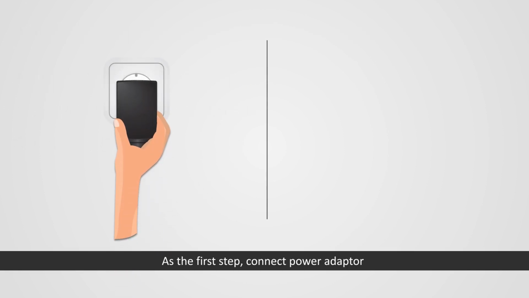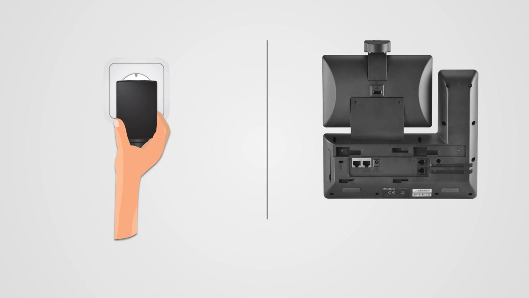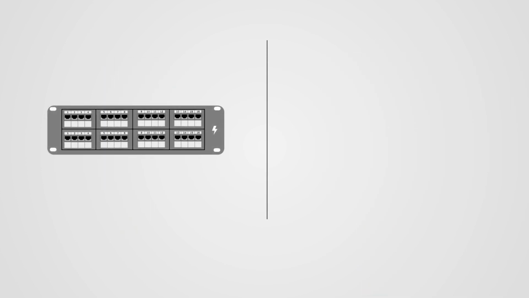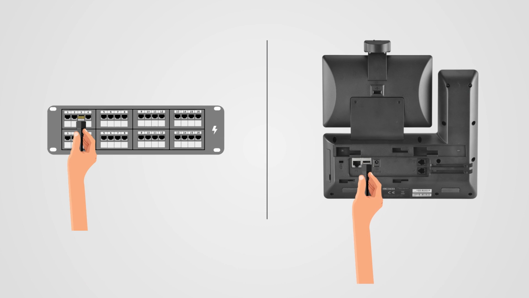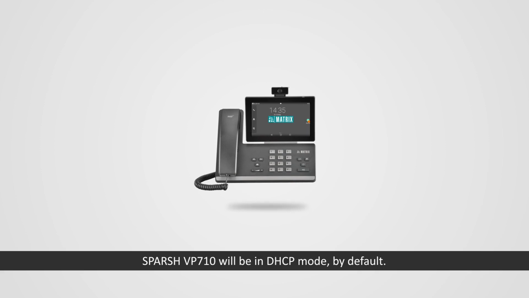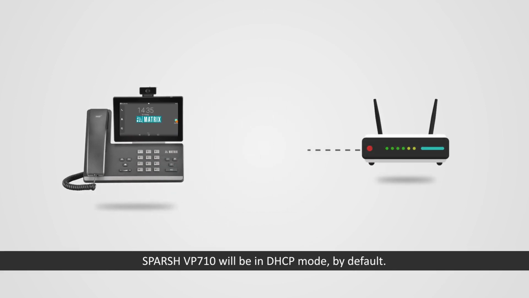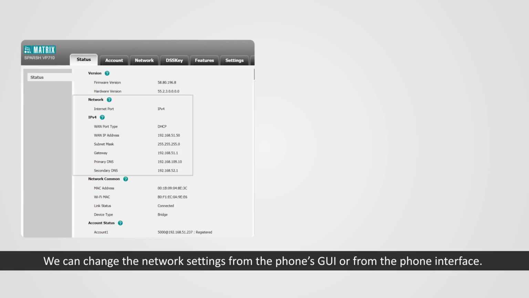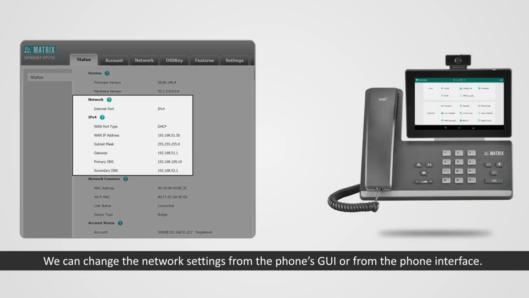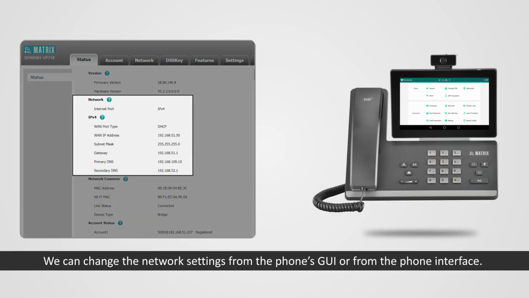As the first step, connect power adapter or Ethernet cable from a PoE switch to turn on SPARSH VP710. SPARSH VP710 will be in DHCP mode, by default. We can change the network settings from the phone's GUI, or from the phone's interface.